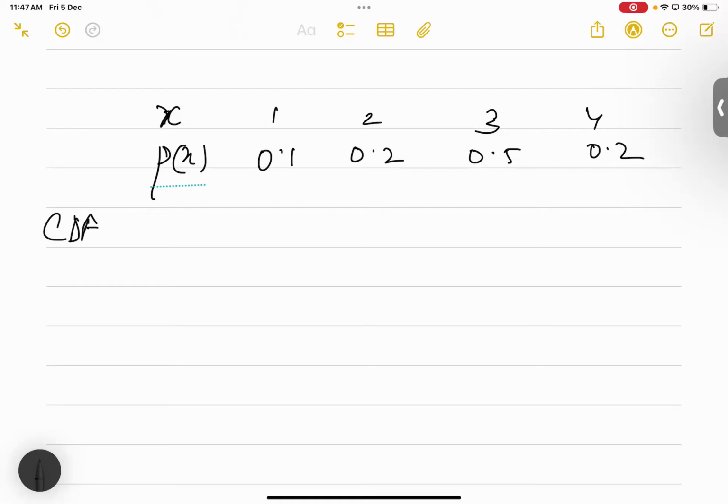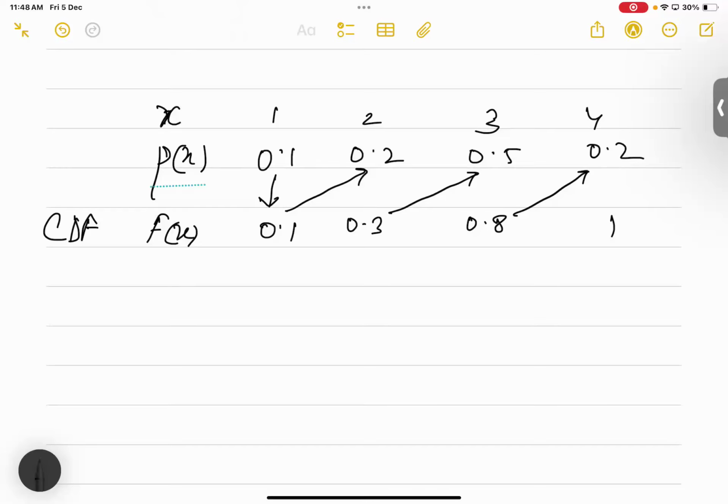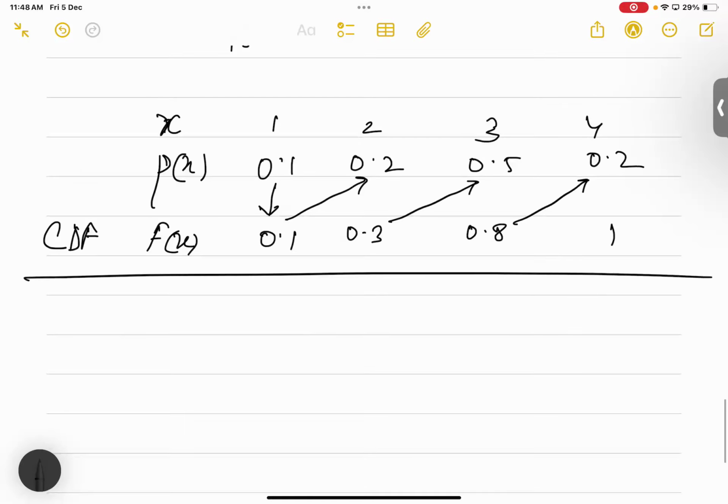CDF, cumulative distribution function or cumulative density function, capital F of x. This we had done in a class before. This will remain same. This plus this 0.3. This plus this 0.8. This plus this, it has to be 1. So this calculation you already know from PDF to CDF. And from CDF to PDF, 1, 2, 3, 4. Suppose CDF is given and you require PDF, P of x. That also I have taught you.